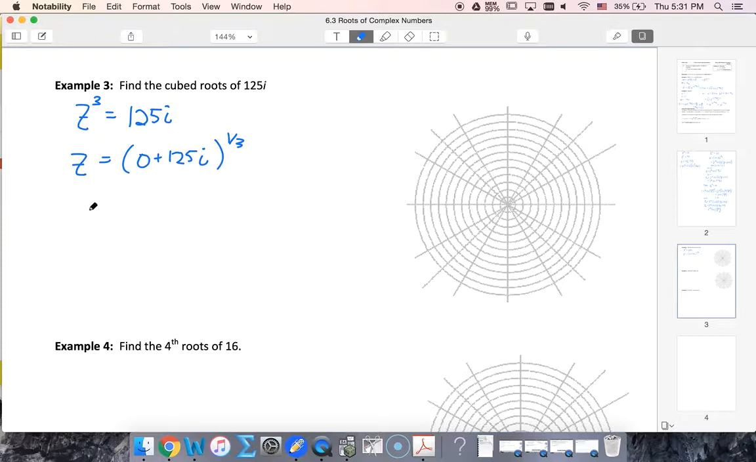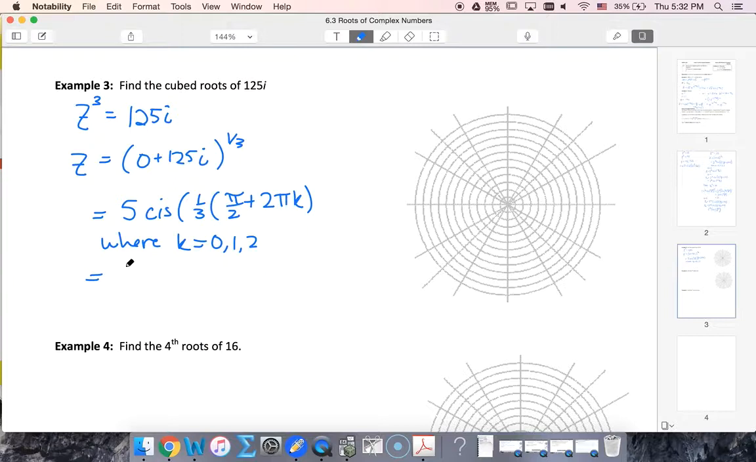So using de Moivre's theorem, I can say that this is going to be the cube root of 125, which is 5, cis 1/3 of the angle. This is going to be a pi over 2 angle, so pi over 2 plus 2 pi k, where k is 0, 1, or 2, because I want 3 solutions. So my first one, obviously, is going to be 5 cis pi over 6.